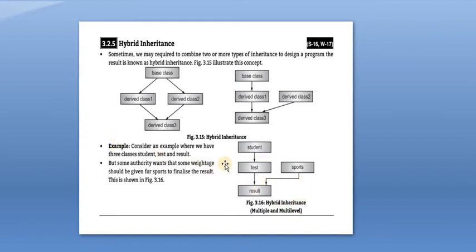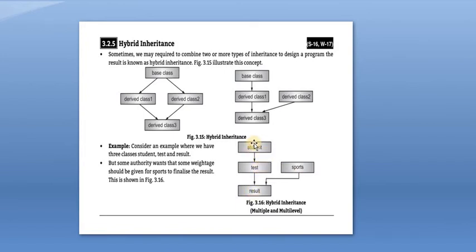So, consider an example where we have 3 classes: student, test and result. But some authority wants some weightage to be given for sports to finalize the result. So again, student is the base class, test is a derived class of the student class, but sports is not a derived class of student, it is a separate class, and now test and sports become the base classes for the result class.